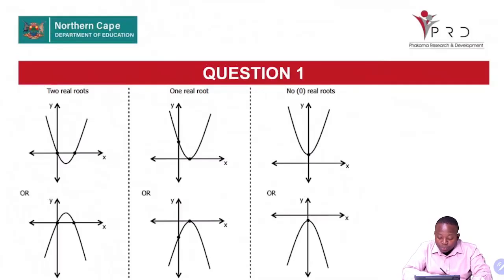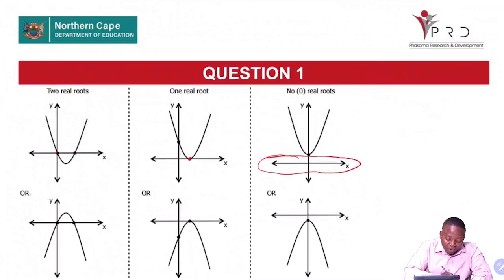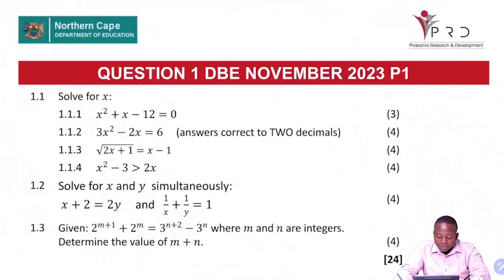Now, let's look at this. Two real roots, you can see it's intercepting twice. One real root, it is intercepting the x-axis once. When you say no real roots, it does not intercept our x-axis. Now, we look at this one. It is the same: two real roots when the curve is negative, it's facing down. Two real roots again, one real root, and no real roots. So that's what we are focusing on.